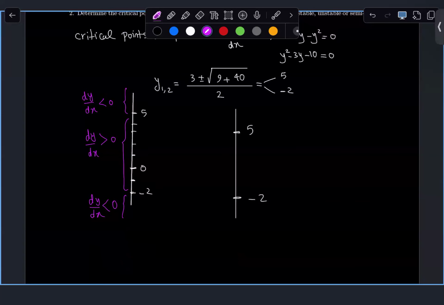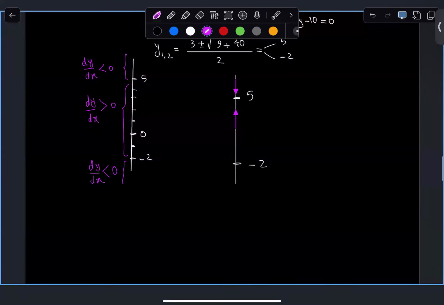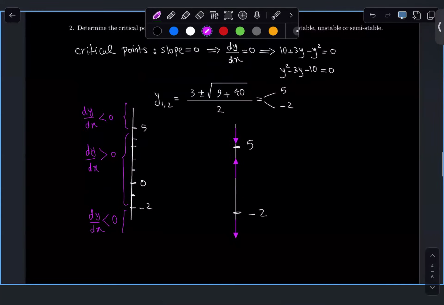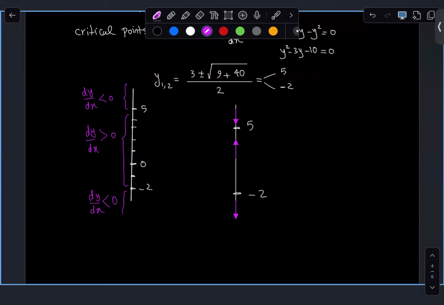Okay, so if I look at the flow of this equation above 5, it's going down. If I look between 5 and -2, it's positive, so it's going up. And something that's smaller than -2, it's negative, so it's going down. So which point is stable? Which one is unstable?